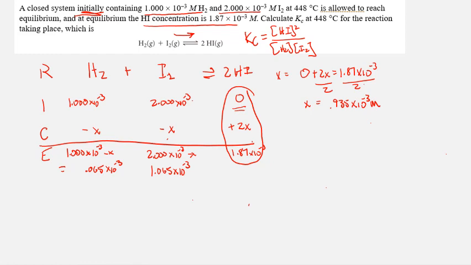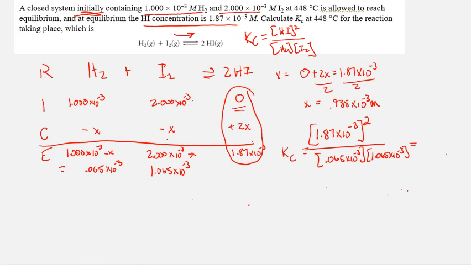So now as I set up my expression, I can plug those values in. So I have 1.87 times 10 to the negative third for the concentration of the HI, and I will square that. And then I can divide that by the 0.065 times 10 to the negative third and 1.065 times 10 to the negative third. And that will tell me the Kc for this reaction. So in this situation, as we plug everything in, we end up with a value of 51.